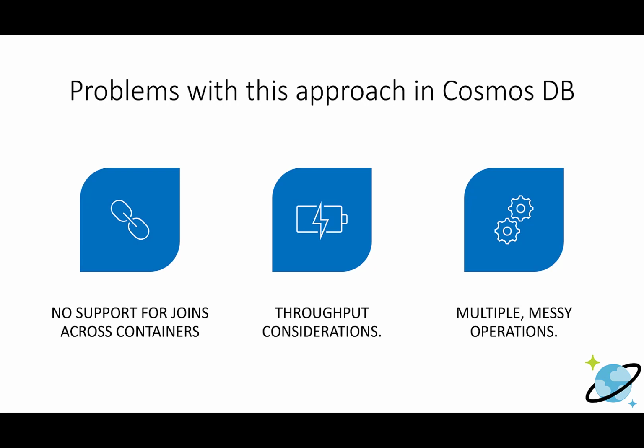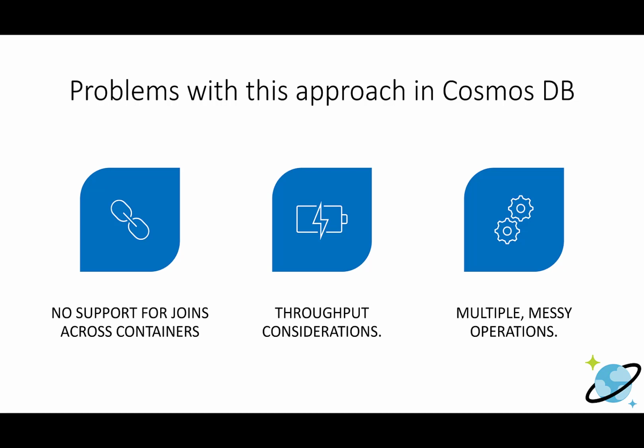Right out of the bat, Cosmos DB doesn't have support for joins across containers. So you won't be able to join data sitting in one container to data that's sitting in another. That's not possible. Taking this approach also has cost repercussions, not just technical ones.